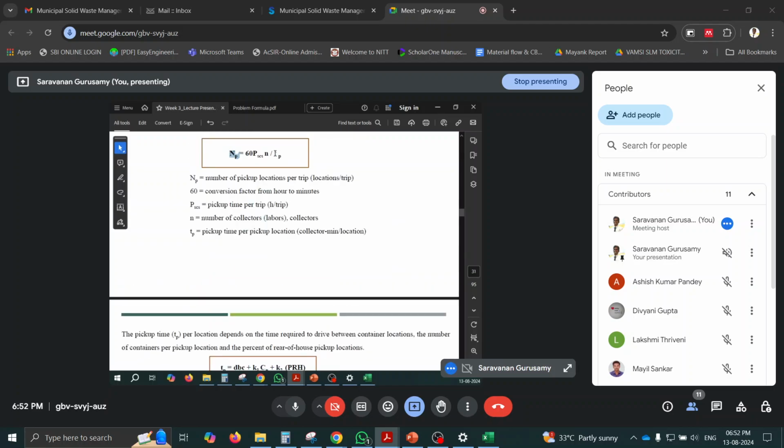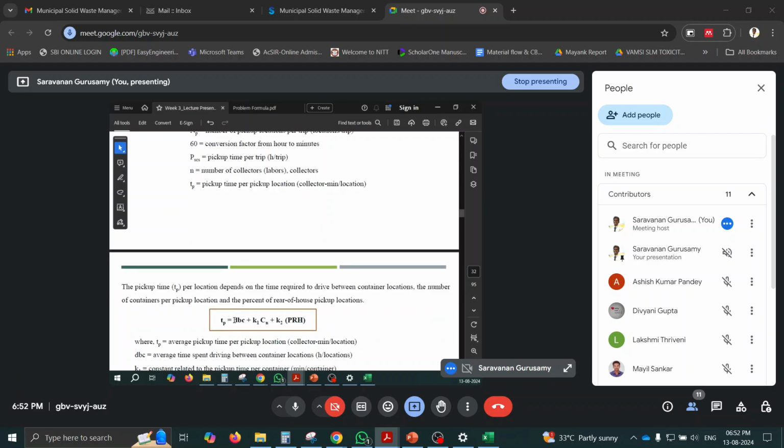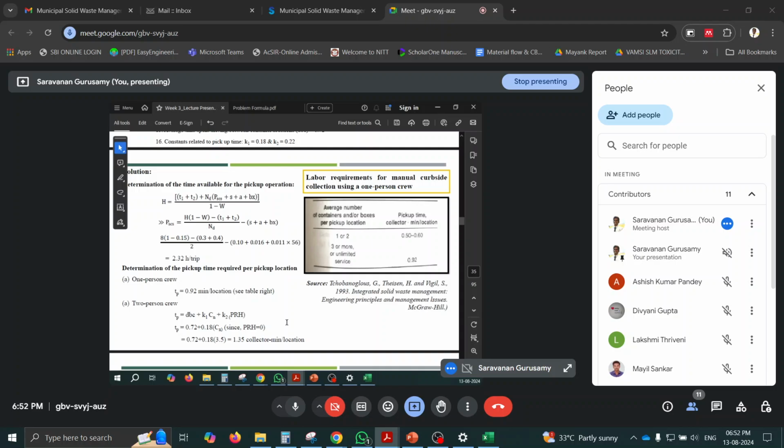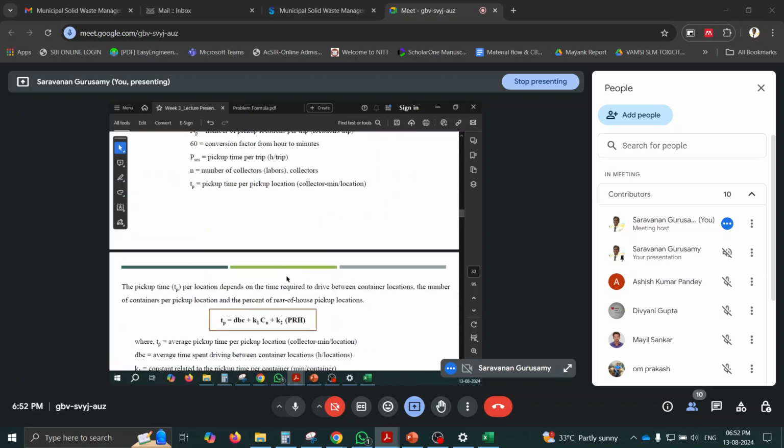But this TP can be calculated again with the DBC plus K1 CN plus K2. If it is more than one person, then we can calculate with this formula. Or if it is a single person crew, then we can take it from this table. For manual with one person crew, it can be easily taken as 0.5 or 0.6. For 3 or more containers it will be 0.92. You can take it from that.